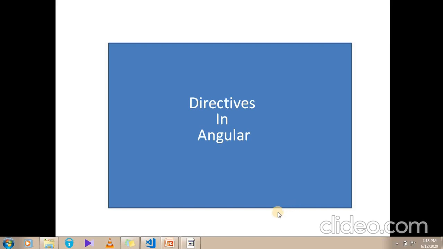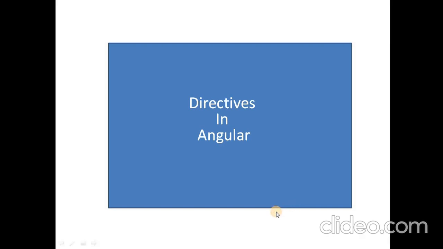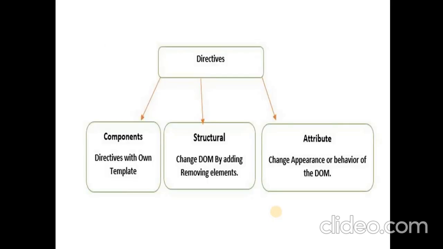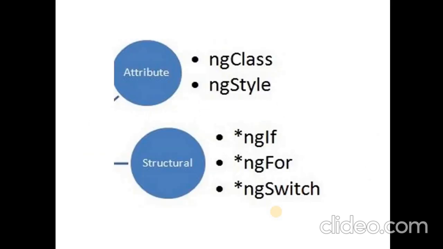We have different types of directives in Angular. Those are components, structural and attribute directives. Now I'll explain what structural directives are and how we can use them in real time. We have ngIf, ngFor and ngSwitch as the structural directives. The functionalities of if, for, switch are the same as in other programming languages, but syntactically they are different in Angular.